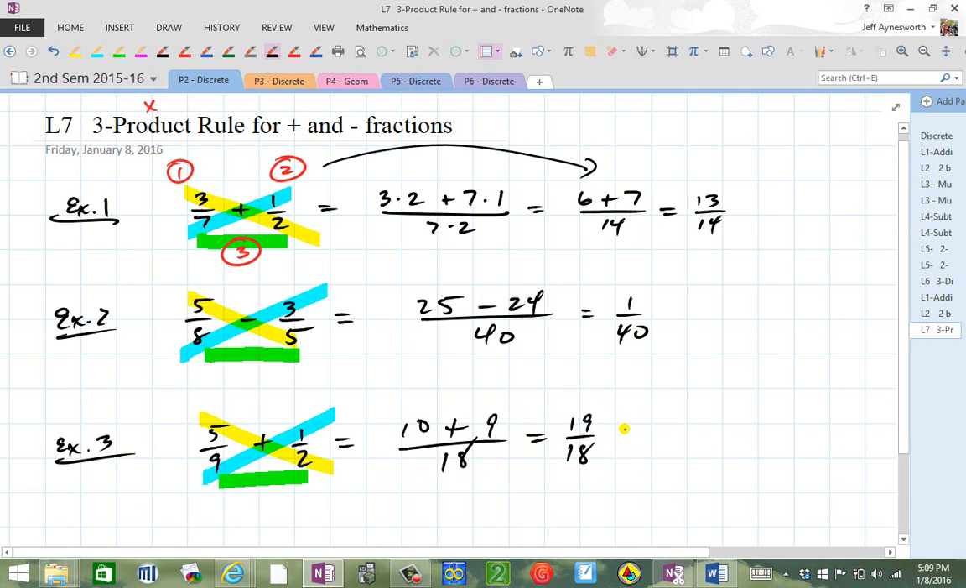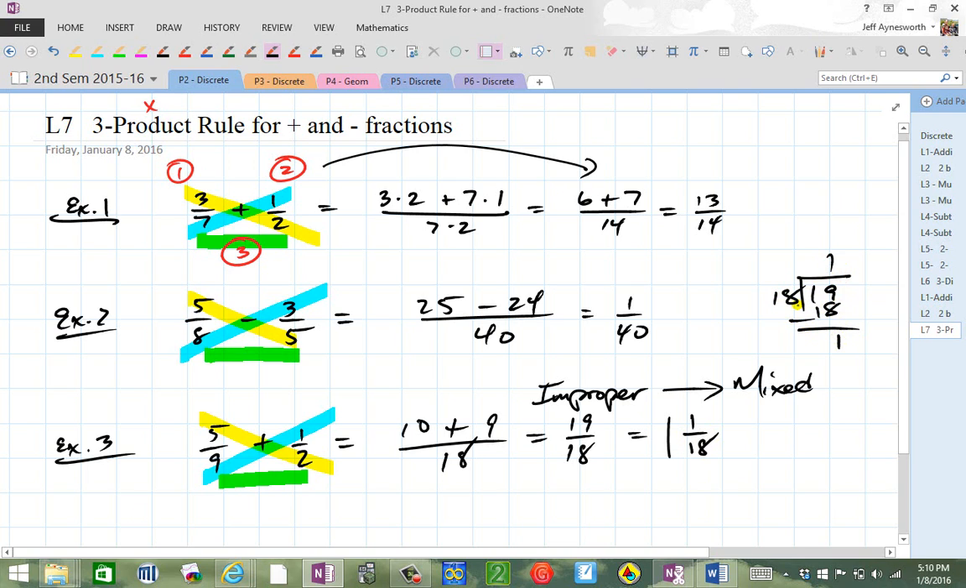That's an improper fraction. I got that backwards, excuse me. So that's improper there, and you want to change it to mixed. All right, and 18 divides into 19 one time with one remaining, so 1 and 1/18. So if you end up with improper fractions, no problem, guys. Go ahead and divide and get a mixed number.